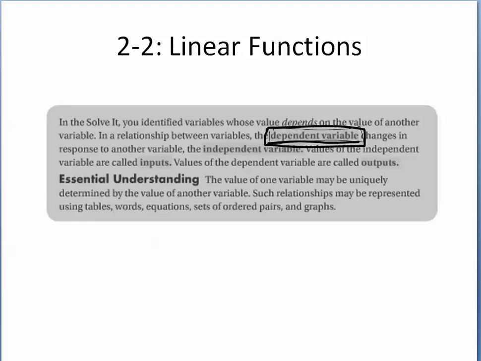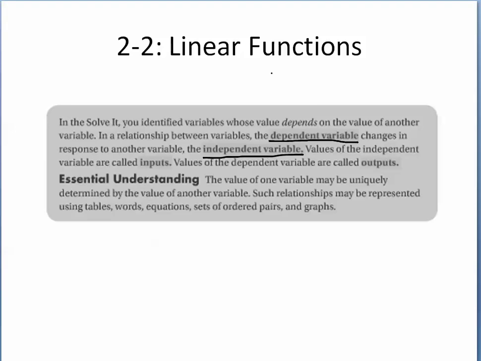If you think of the word linear, linear has the word line in it. So I want you to think of that as we're talking about linear functions. Think of lines. Okay, so we kind of talked about dependent and independent variables. In a relationship between variables, the dependent variable changes in response to the independent variable. So the dependent variable changes because of what happened to the independent variable.